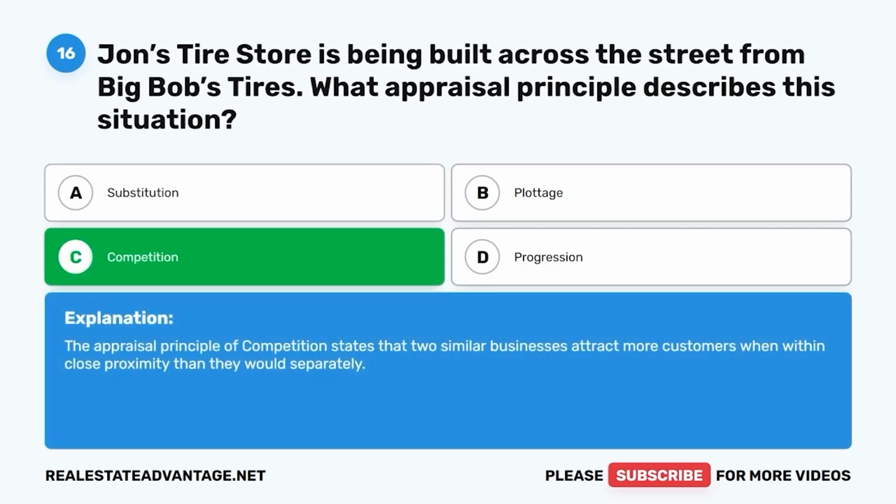Competition. The appraisal principle of competition states that two similar businesses attract more customers when within close proximity than they would separately.